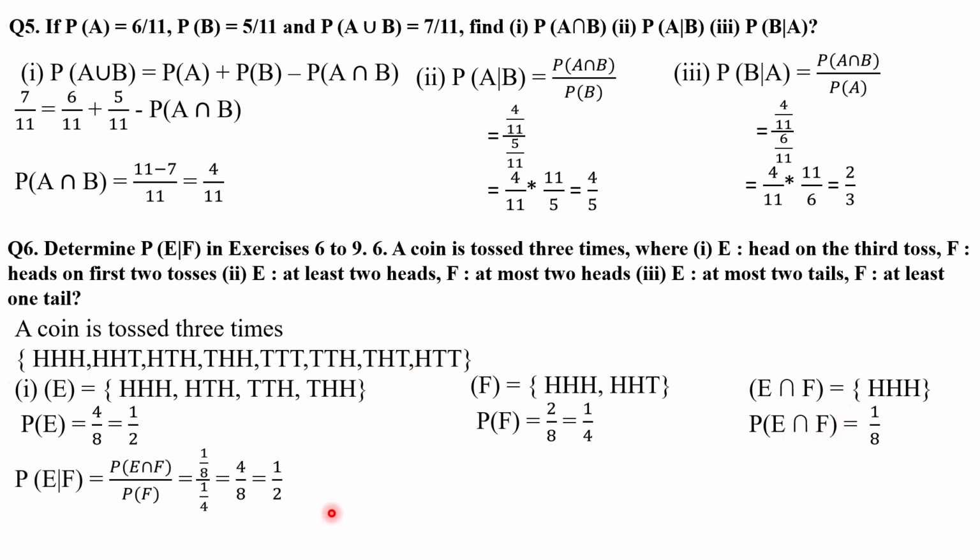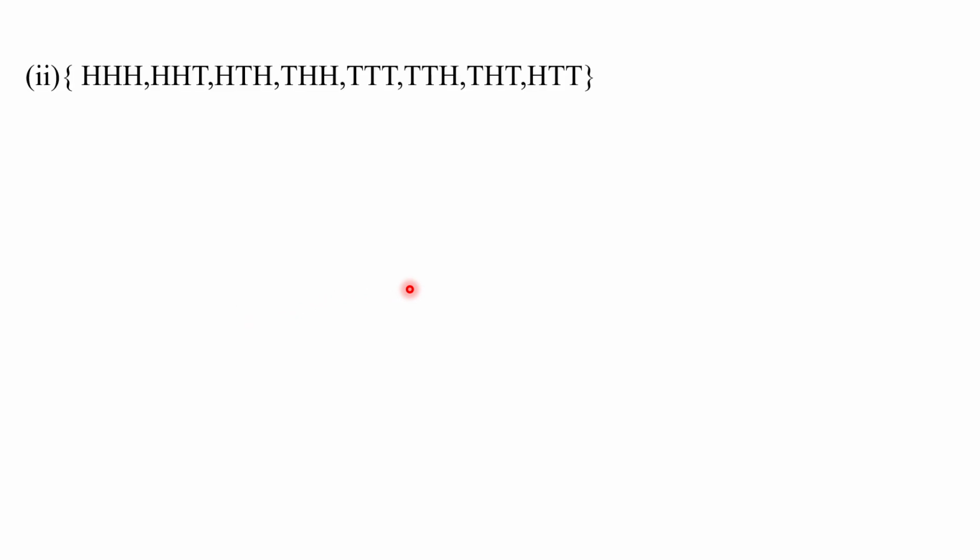So now you will just put the formula, probability of E intersection F upon the probability of F, and you will put the value and get the answer. Now the second part. The second part is saying that E is at least 2 heads. So E has at least 2 heads.